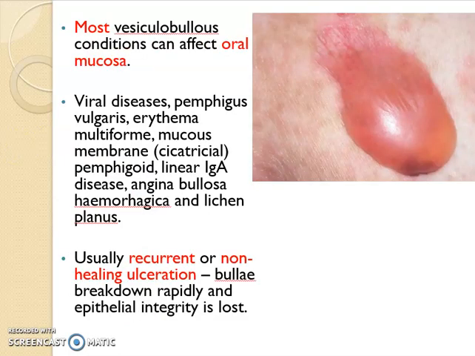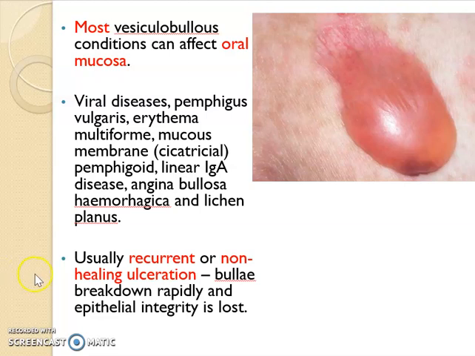First of all, what is vesiculobullous? Vesicles and bullae. Vesicles are small, bullae are much larger. Most vesiculobullous conditions can affect the oral mucosa. In fact, some of them can be the first sign of a vesiculobullous lesion without any skin lesions. So you may be the first clinician to notice this, and your further treatment is very important for the patients.